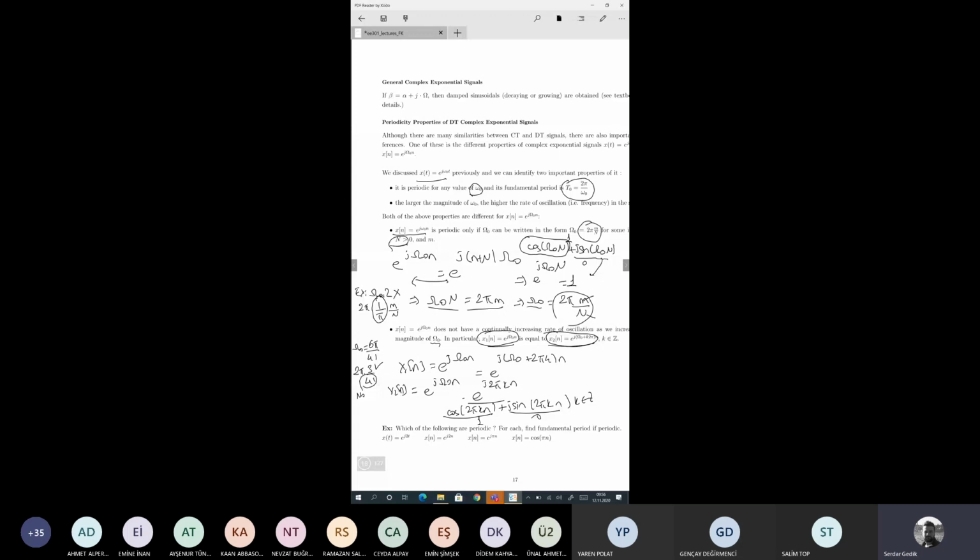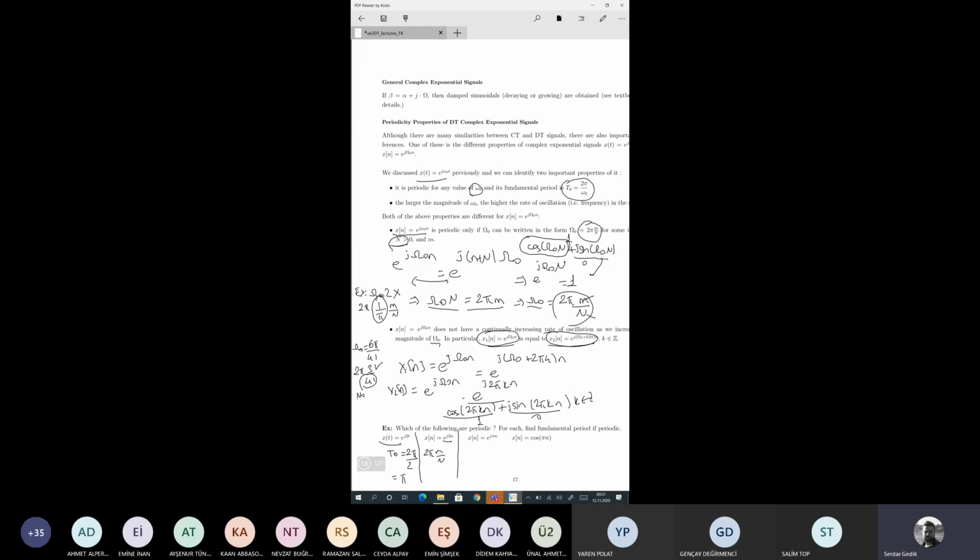Okay, so I have some examples here. Which of the following are periodic? For each, find the fundamental period if it is periodic. So I have x of t, which is e to the power j2t. Of course, T0 is trivial, 2 pi over 2, so it is equal to pi. So this is periodic with a fundamental period of pi. Well, this one is not periodic. Remember, I cannot write it as 2 pi m over N. Omega 0 is simply 2, so I cannot write it in this form.